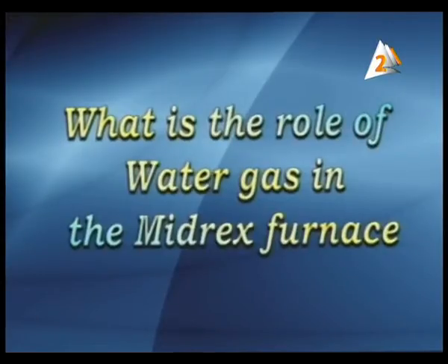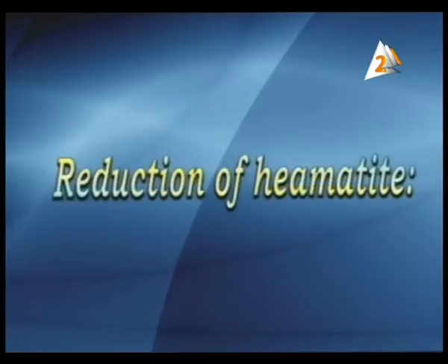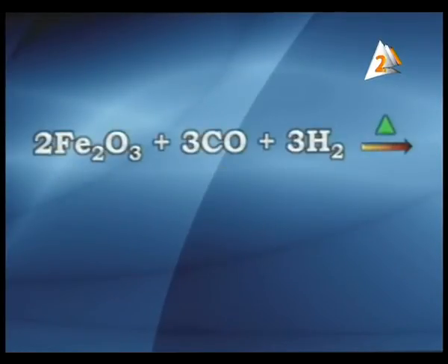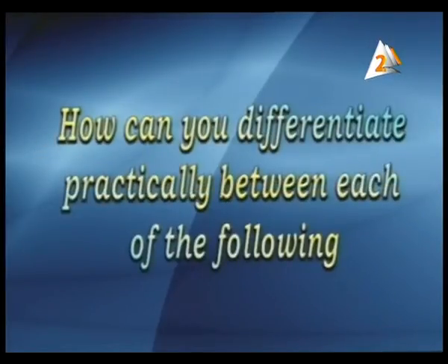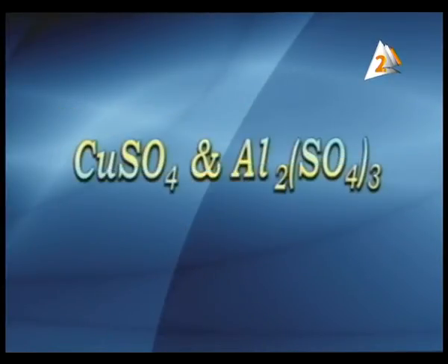Next type of question. What is the role of water gas in Medrick's furnace? The reduction of hematite. As the equation proceeds on the screen, 2Fe2O3 plus 3CO plus 3H2 by heating gives 4Fe plus 3CO2 plus 3H2O. Next type of question. How can you differentiate practically between each of the following? Copper sulfate and aluminum sulfate.